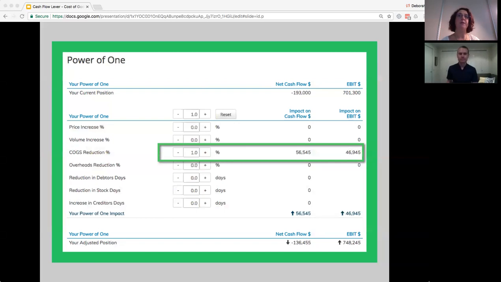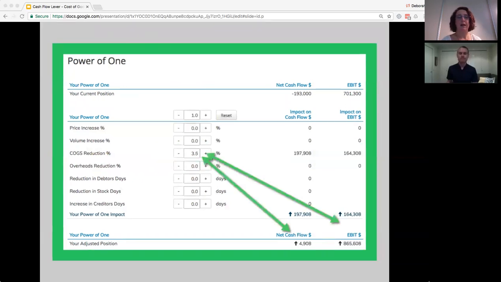We can also see by this example that reducing the cost of goods sold would significantly improve the profit, and in fact, every percent of reduction of cost of goods would improve it by nearly $47,000. And you can see here that just a 3.5% reduction would actually bring this business into a cash flow positive position. And it would also generate an improvement in profit of over $164,000.